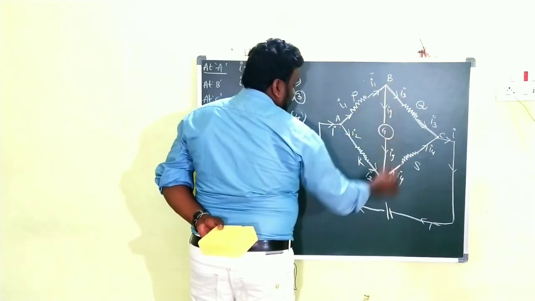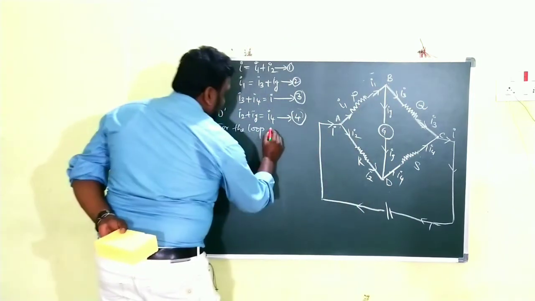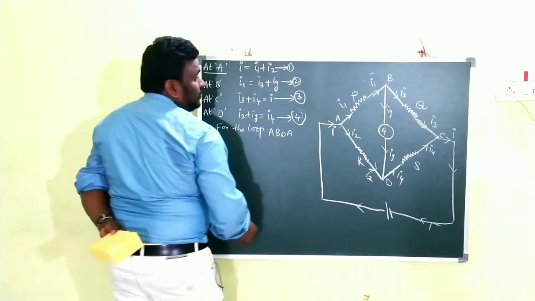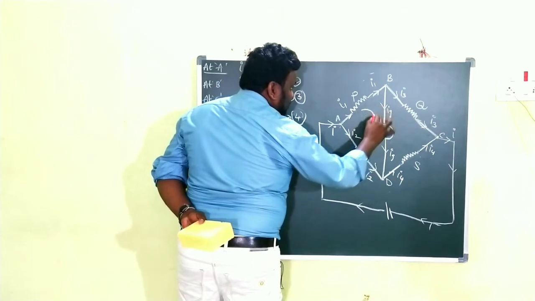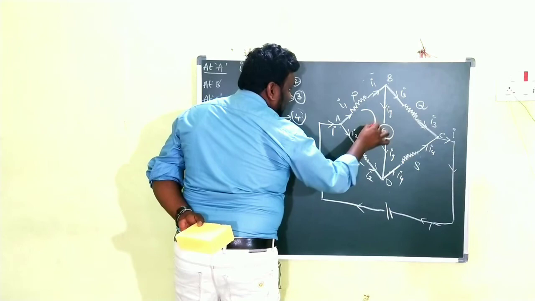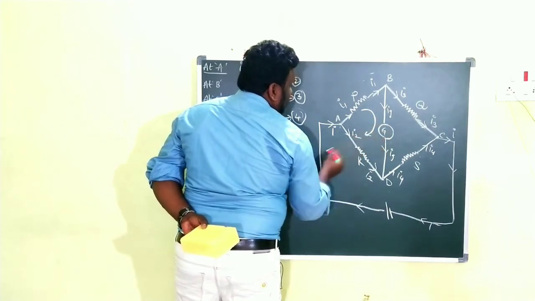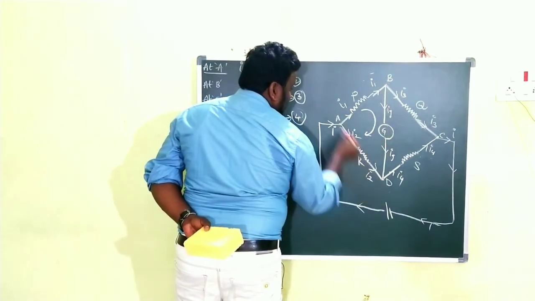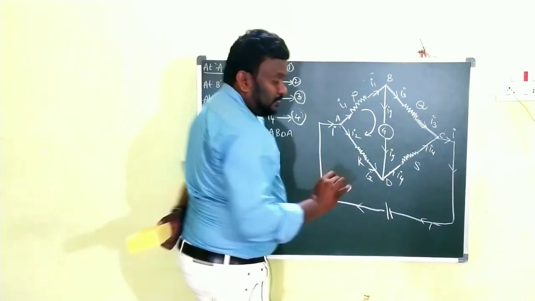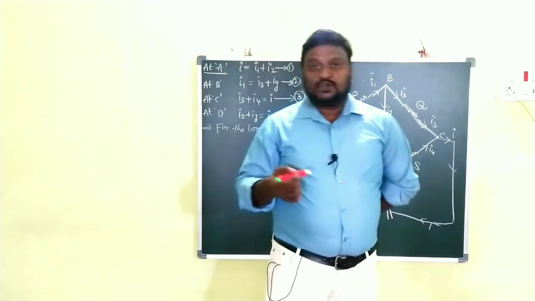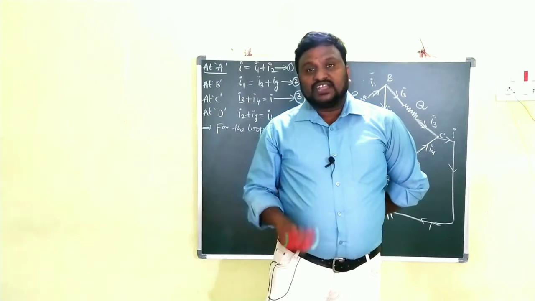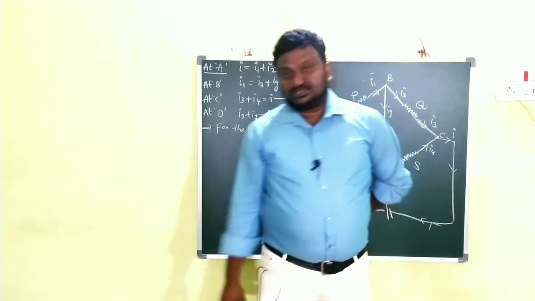A, B, D, A. So that means we are moving like this, in the clockwise direction. We have decided we have to move in the clockwise direction, that is A, B, D, A. Clear, children? I already told you, while we are moving in the direction of current, the potential should be taken as negative. While we are moving in the opposite direction of current, the potential is taken as positive.